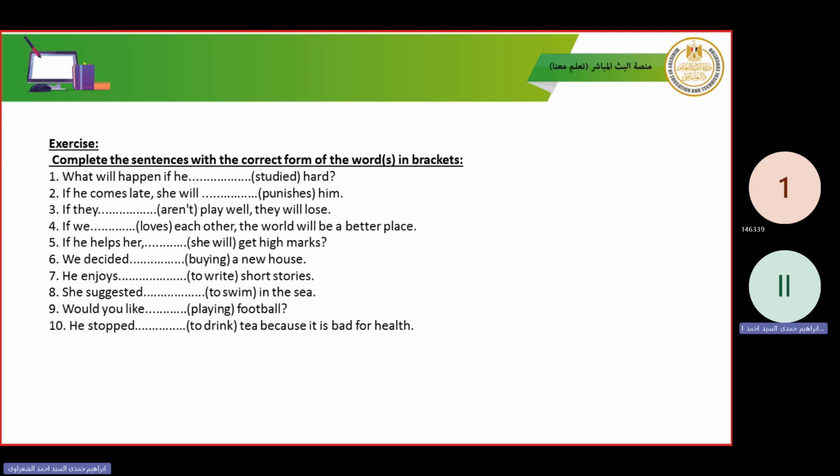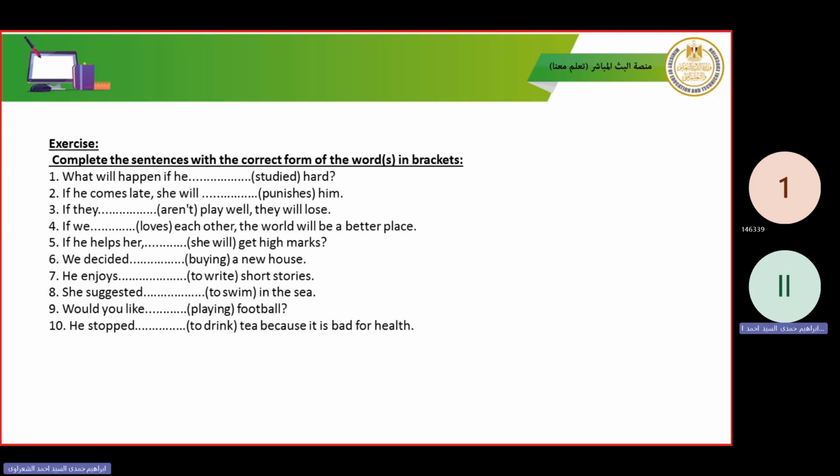Right. Number two, if he comes late, he or she will punishes him. No. Surely now you are thinking, no, you told us will or won't plus, right, the infinitive. Number three, if they play well, aren't play? No, of course. We don't change the verb in the present simple into negative by adding aren't. This is very wrong.